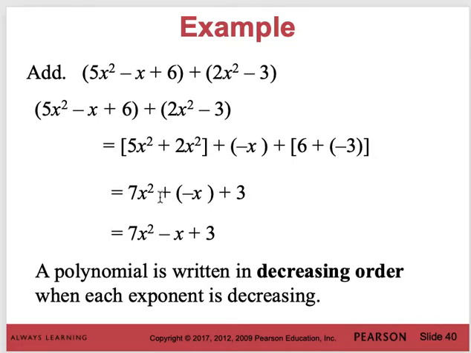And then we can write 7x squared plus a negative x, which would be the same as saying 7x squared minus x plus 3. And this is written in decreasing order because our x to the power of 2 is first, x to the power of 1 is second, and our third is a value that does not have an exponent.